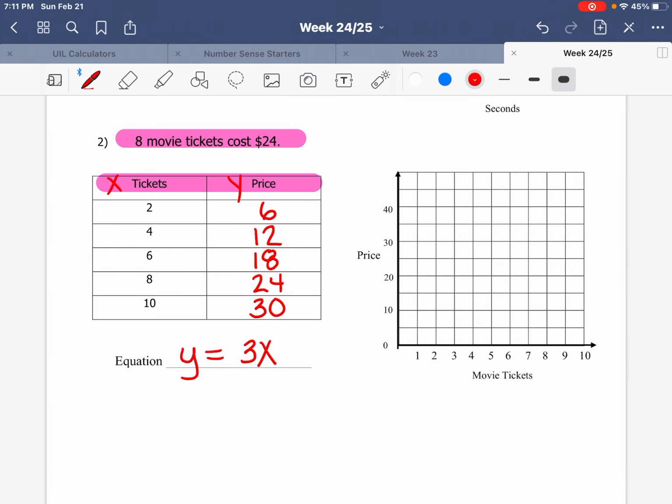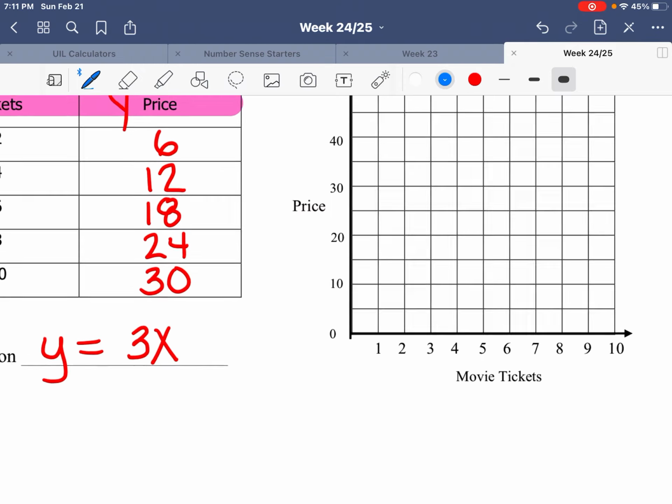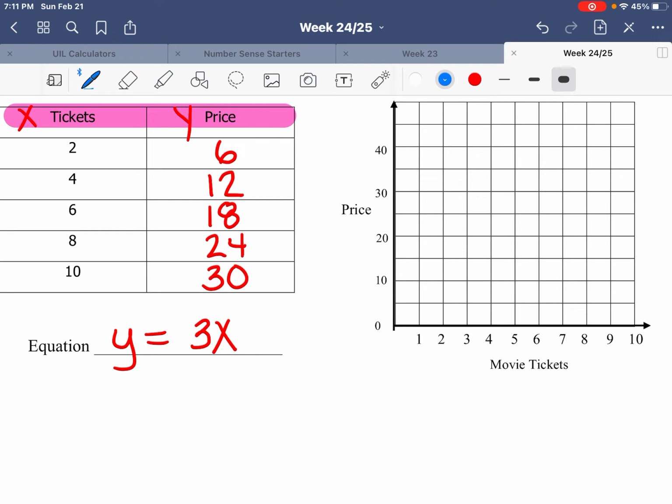There's your equation. Now let's graph that. On our table, we're given 1, 2, 3, 4, 5, 6, 7, 8, 9, 10 on the x-axis for movie tickets, and they're going up by 10s on the price for the y-axis. So we're going to have to, again, kind of estimate where that dot's going to go, because it can't be totally exact. But I do know that if I buy 0 tickets, it'll cost me $0.